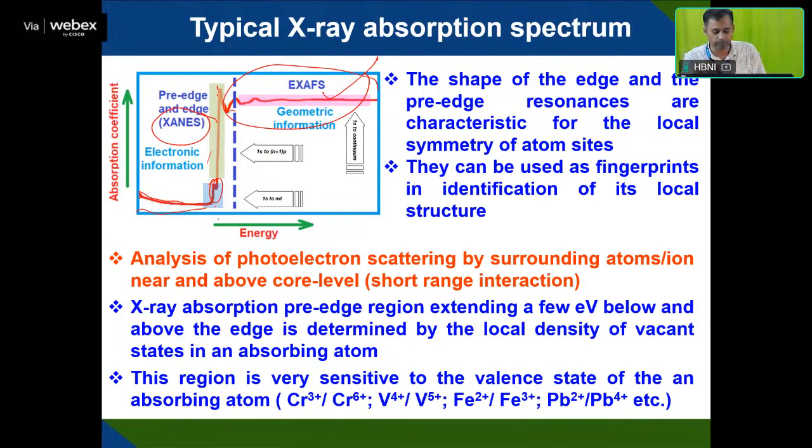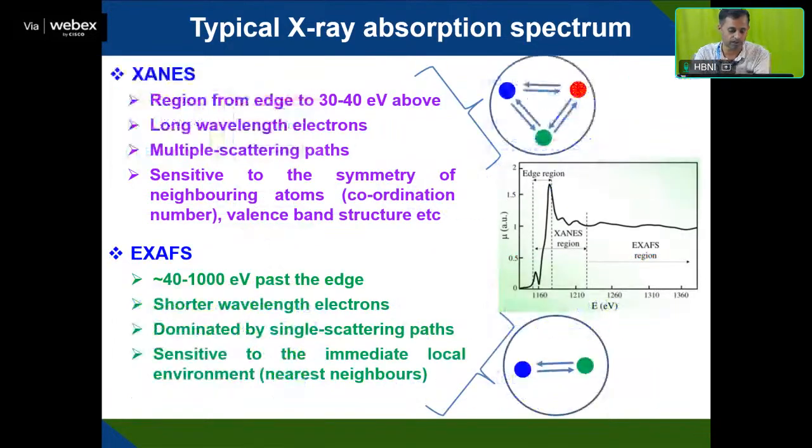And the X-ray absorption pre-edge region, then the extended X-ray absorption. This is up to a few electron volts only. Beyond that, you get the X-ray absorption fine structure, and this region is very sensitive. For example, whether it is chromium +3 state or chromium +6 state, or vanadium, iron, which exist in multiple oxidation states, you are able to identify their oxidation state as well as their coordination number by using X-ray absorption fine structure spectroscopy.